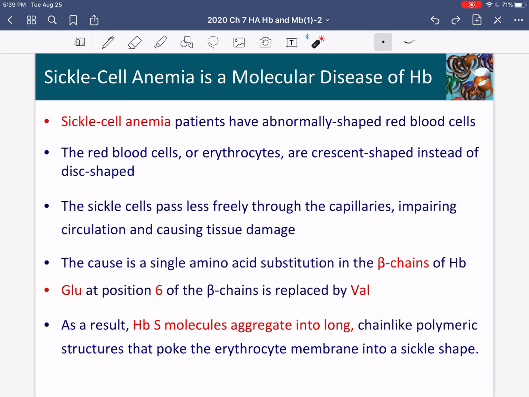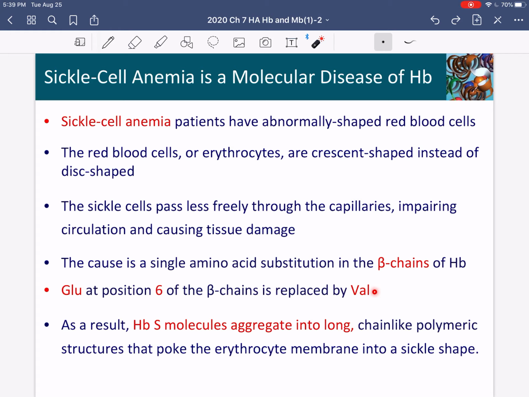Okay, so what's happening in sickle cell anemia is that the red blood cells sickle because of a single mutation, a single amino acid substitution in the beta subunit. Once again, we're talking about the beta subunit of adult hemoglobin, that changes a glutamic acid at position 6 of the beta chain to a valine. So that's a big change. That's an acidic amino acid changing over to a non-polar amino acid with a hydrophobic side chain.